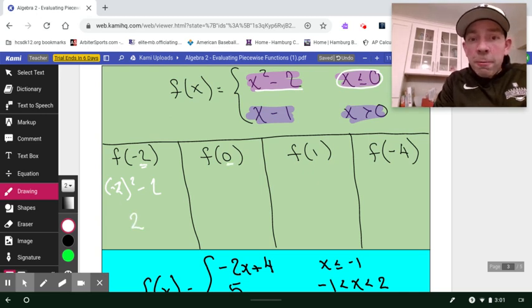Now, where does the 0 fit? Here you've got to look at your equal sign. See, here's the equal sign right here. So you're going to stay with this domain right here, and substitute it into here.